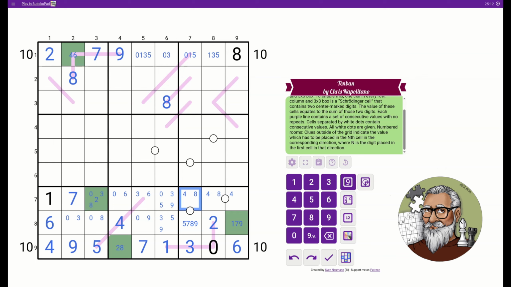What am I still missing? What am I still missing? Maybe I should pencil mark a bit. I don't know if it helps, but 4, 6, and this is 7, right? 8? 7 and 8, yeah. And I need a 2 here for what it's worth.